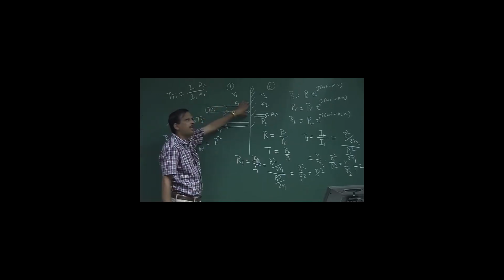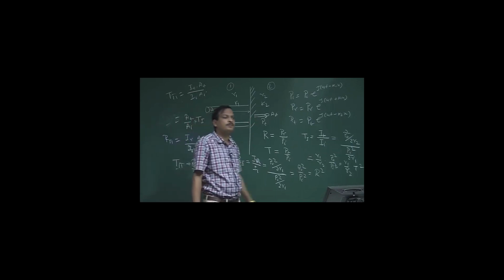But if you see, the total incident power is nothing but the reflected power plus the transmitted power. So, the transmitted power coefficient plus the reflected power coefficient must be equal to 1. So, this power is nothing but this power plus this power. So, the sum of the power coefficients for the reflected and transmitted waves must be equal to 1.